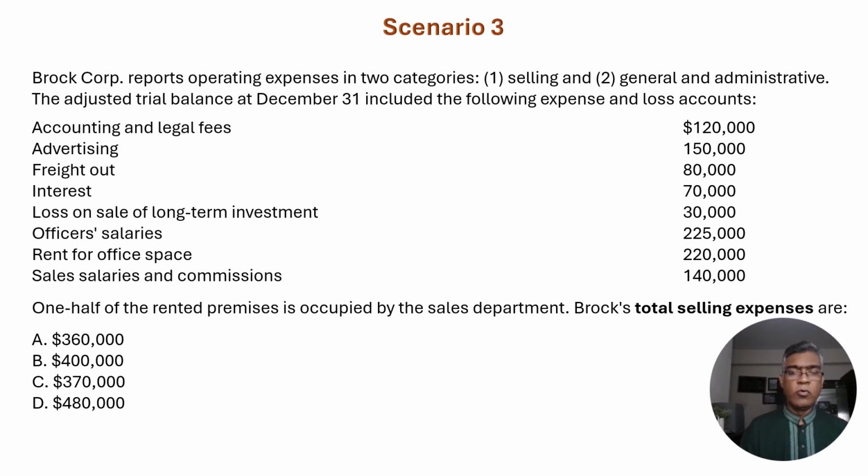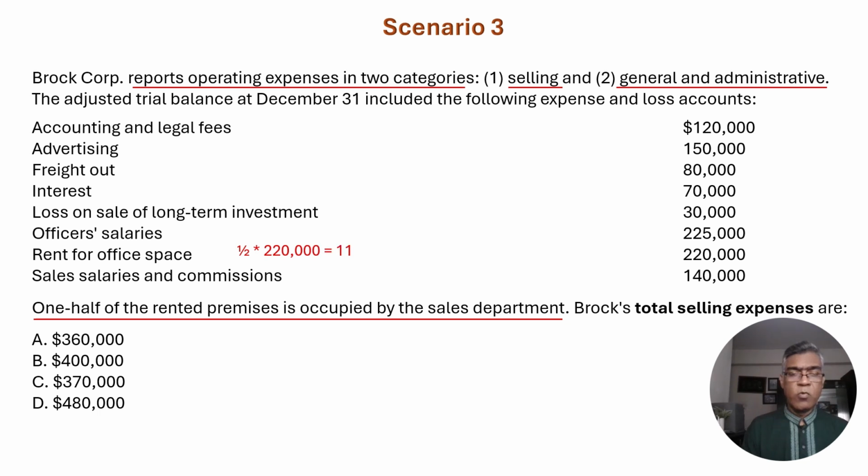We need to look for the correct option. So now we need to analyze the question. We see operating expenses provided in two categories. One is selling, the other one is general and administrative expenses. Additionally, they say one half of the rented premises is occupied by the sales department. So one half of 210,000 equals 110,000. So 110,000 of rent is allocated to selling expenses.